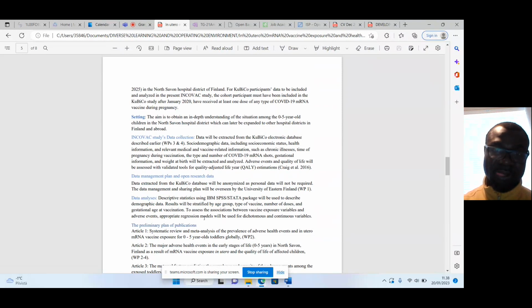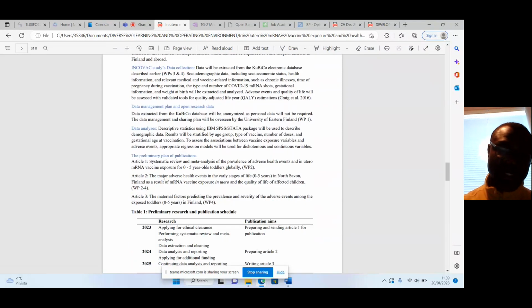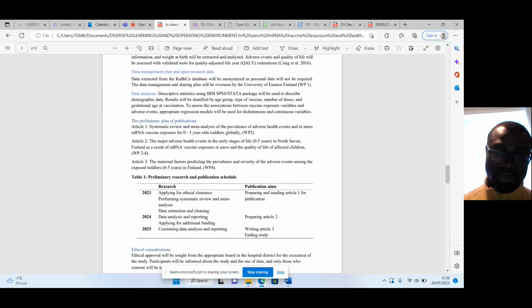And so here, we are not just listing the method, but also how you intend to publish your results, or how you intend to publicize your research findings. And here, you outline the number of publications that would come with it. And not only that, the timeline in which you expect to get these publications is also outlined.